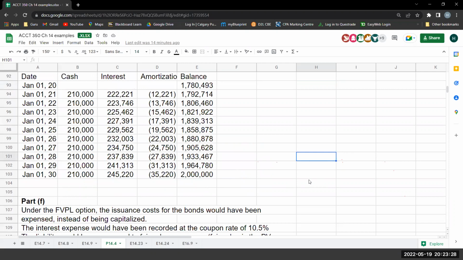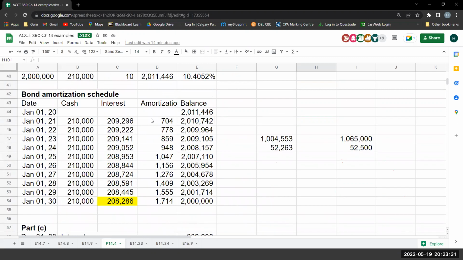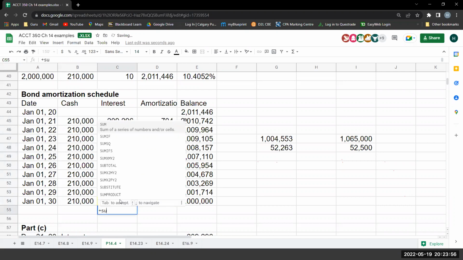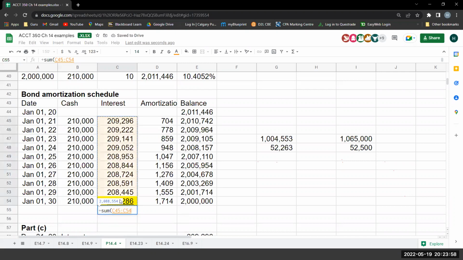The total interest otherwise that is recorded would have been equal to the sum of the interest expense, which is $2,088,554. If you're interested, we could have predicted that's how much the interest expense was going to be. And you might be wondering, how, Harjinder? Well, let me show you how.